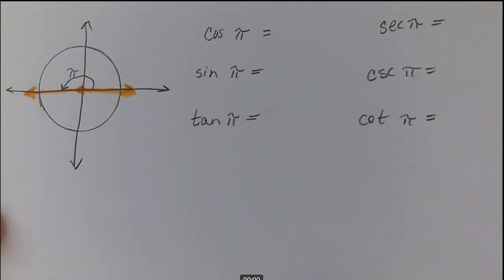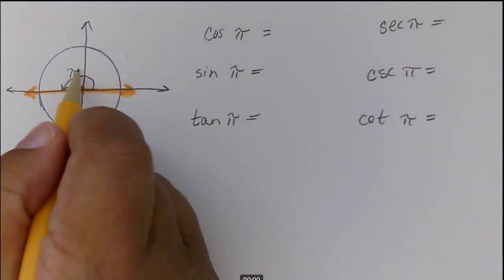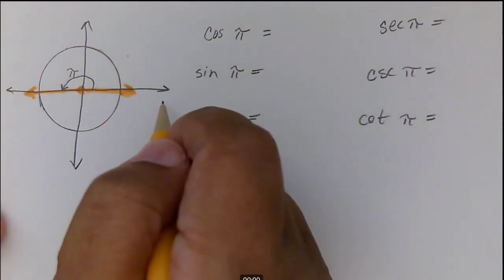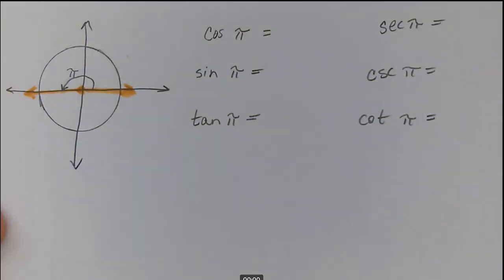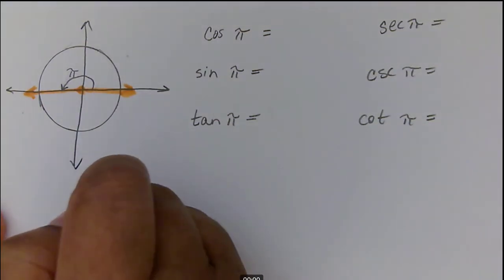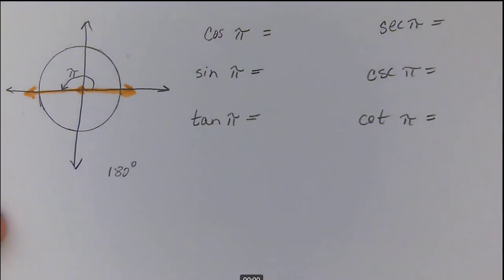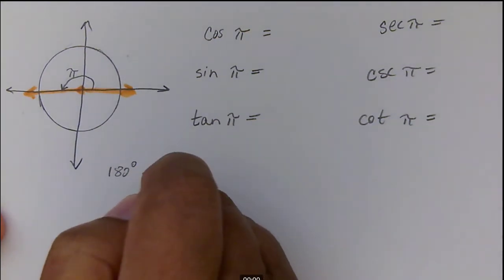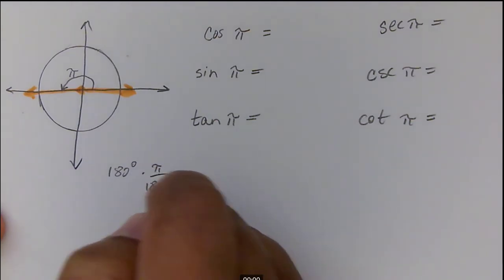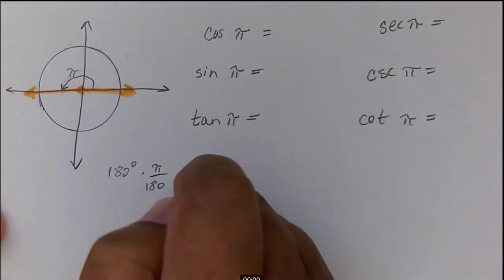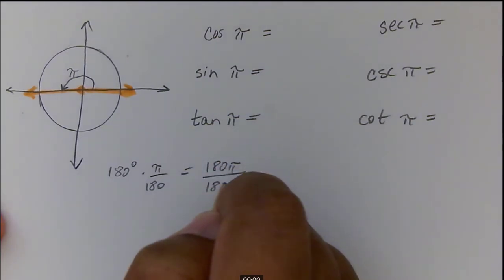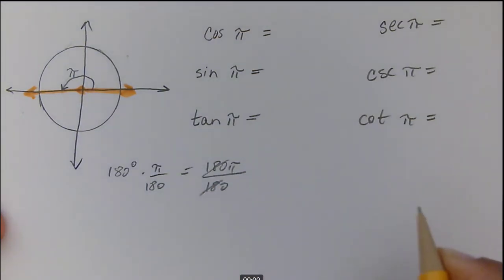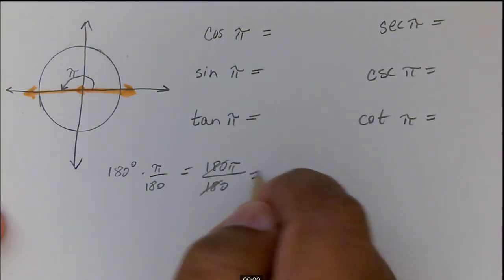Okay, so when we go half of a circle, half of 360 degrees, we're at 180 degrees. If we're going just halfway around, 180 degrees, and we convert this into radians, we multiply that by pi over 180, which equals 180 pi over 180. And obviously you can see that we have a 1 here, so we end up with just pi.